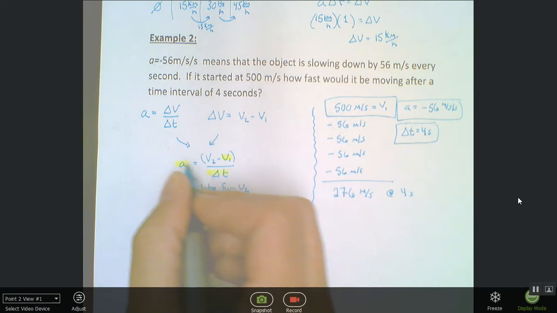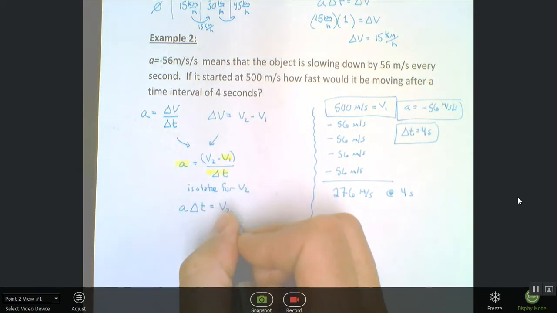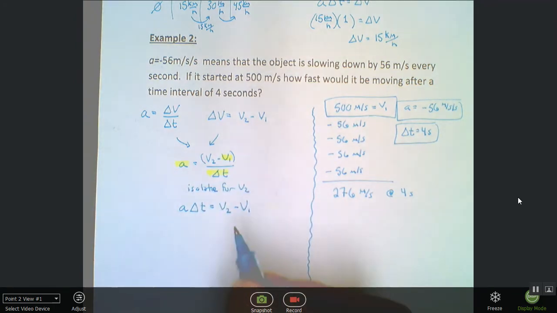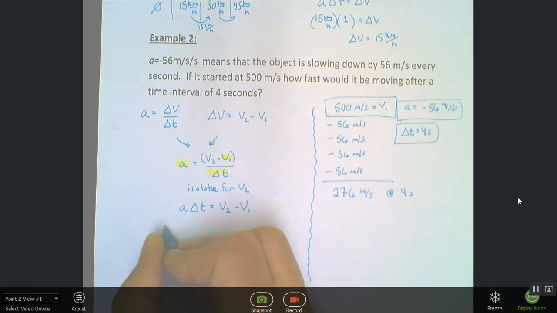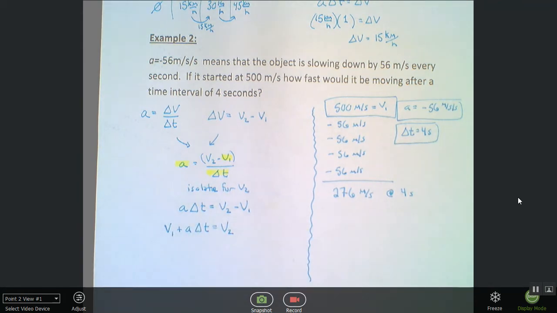Multiply the delta T up. I'm just going to remove the brackets at this point because it's one term. Now I know V1, so I can bring it over. It becomes V1, so you have to add it to this side. And there we go. Sometimes when we do it, we like to write it this way. Like that. All right, so that's good.